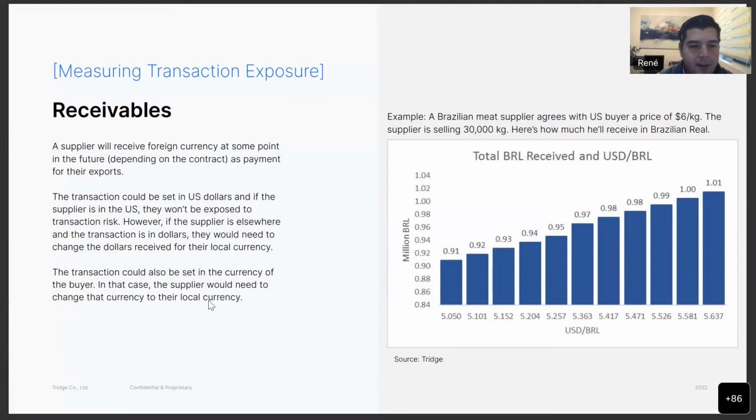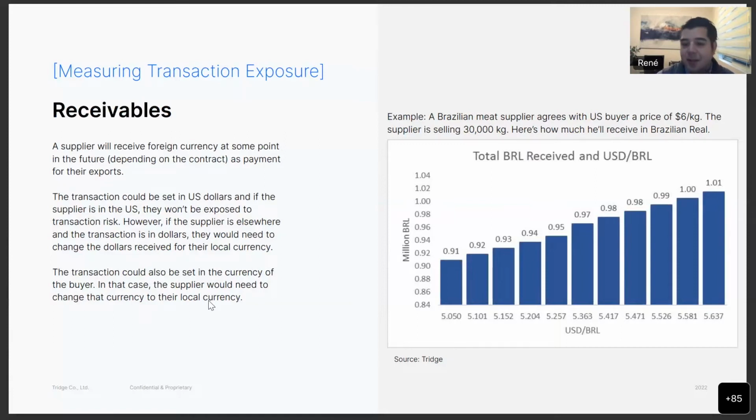Okay, now let's see the seller side, the receivables. Let's say the transaction is set in US dollars. And while having dollars is nice, of course, the seller would need to convert those dollars to his local currency eventually, so he can pay salaries, go to the movies, or anything involving the local currency. So the seller wants to maximize the amount of local currency he or she will get from the dollars he or she is going to receive.